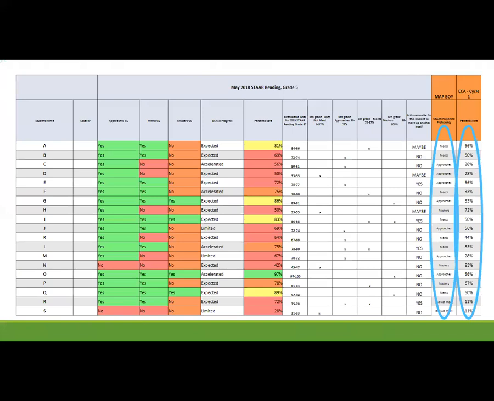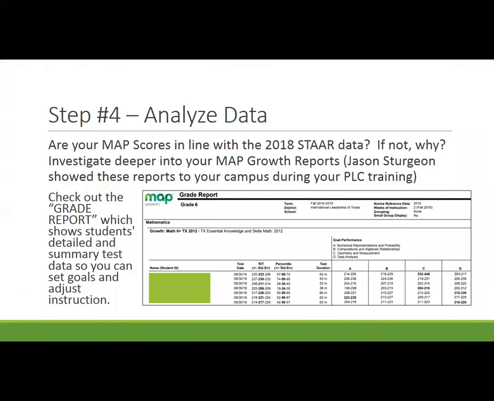Let's look at student A again. Student A was a MEETS student in 2018, making an expected level of progress. They scored an 81% on their test. We believe they should be a MEETS student in 2019. We might can move them to a master's level if we really push them. MAP says the student will be a MEETS student, but our ECA data is problematic. The student scored a 56% on their first ECA in Cycle 1. That's a red flag. Now we're going to go and begin to analyze our data.